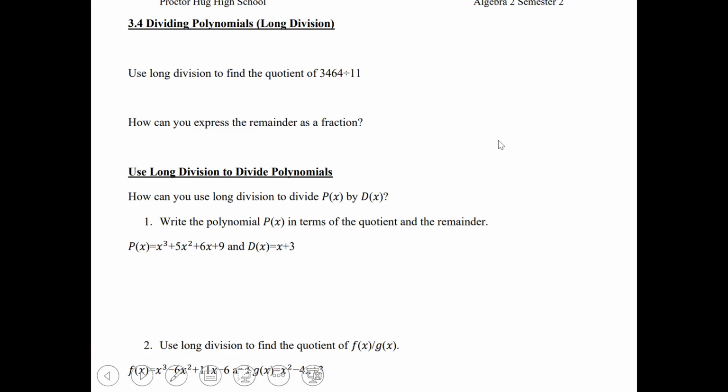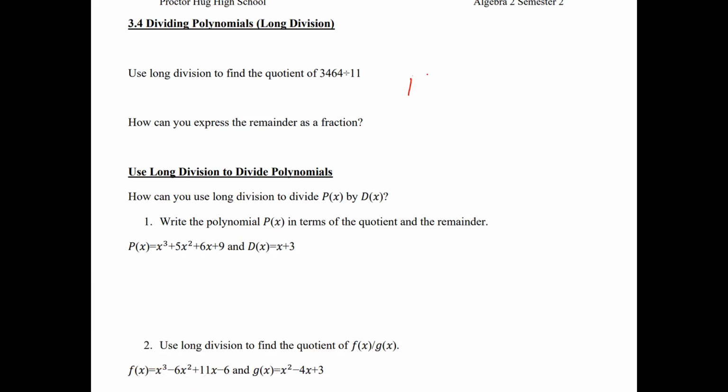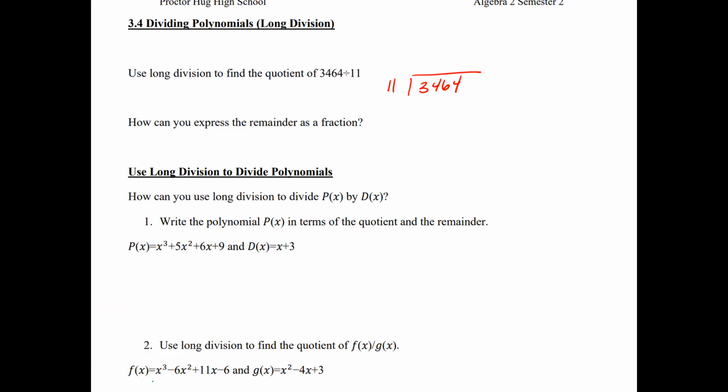So let's start off with the first one. We'll start off with something simple, okay? With this, you're going to be dividing, and it's just simple division where you have 3,464 divided by 11, okay? So going back to like 3rd grade, you ask yourself, 11 times what is close to 34, but you don't go over it? It'll be 3. So 11 times 3 is 33. We're going to go ahead and subtract that.